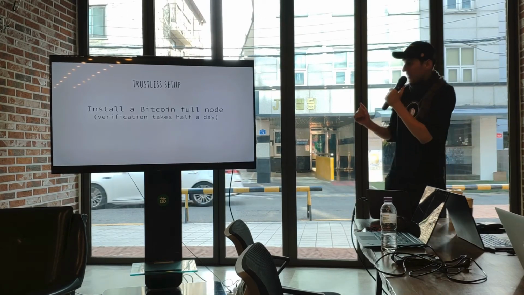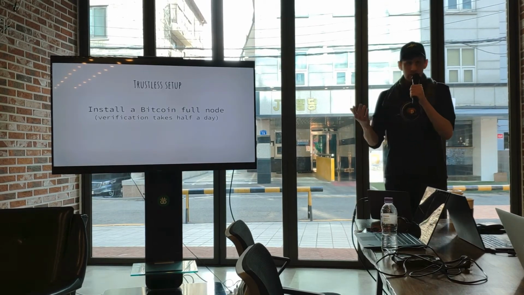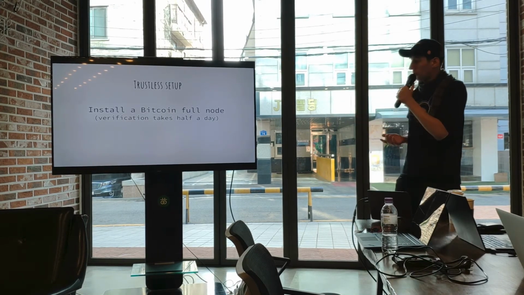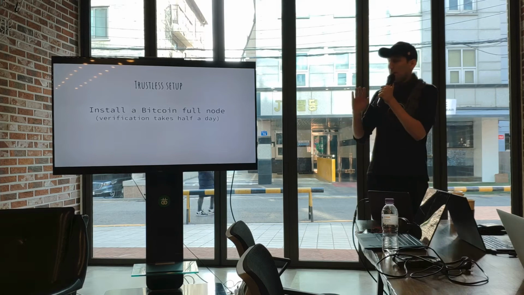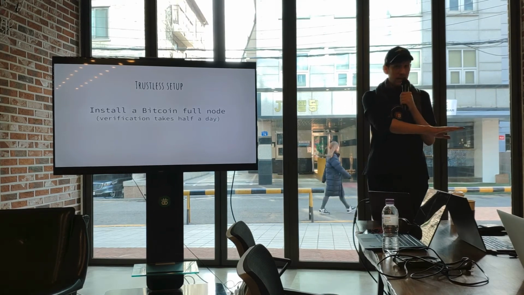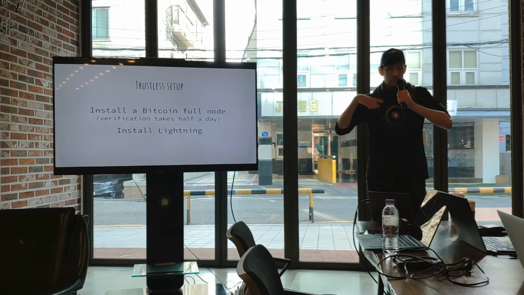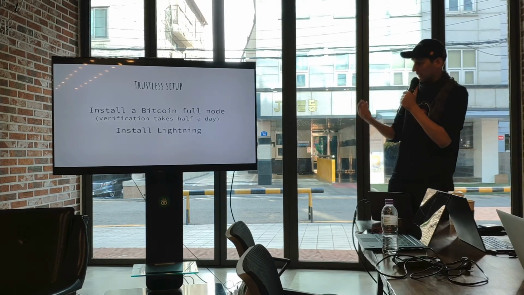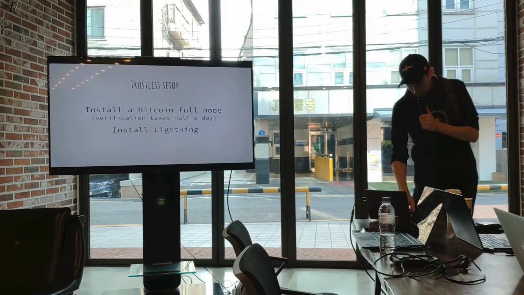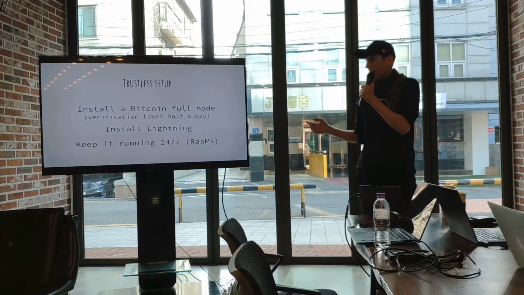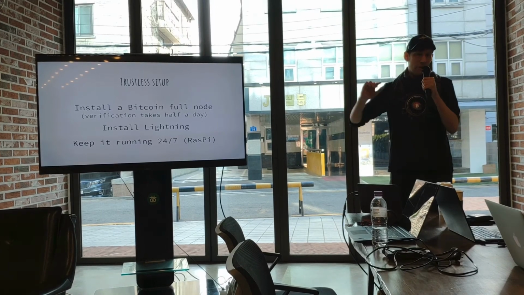The ideal way you do this is you install a Bitcoin full node, and you wait half a day or so to verify the entire blockchain, make sure every transaction since the beginning is correct. Then you install the Lightning Network, some Lightning node, there are different implementations. And then you keep this running 24/7, and you utilize this to keep track of your channel.